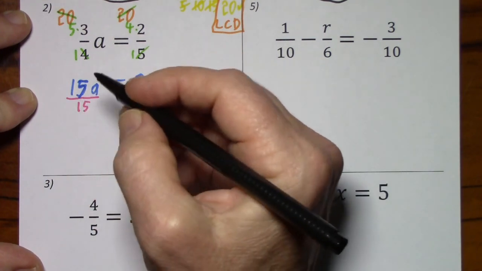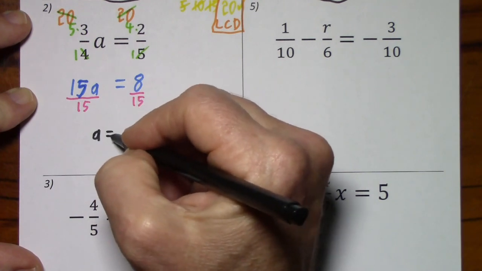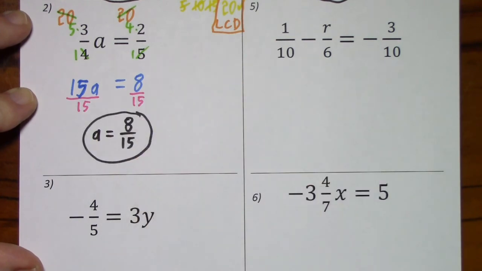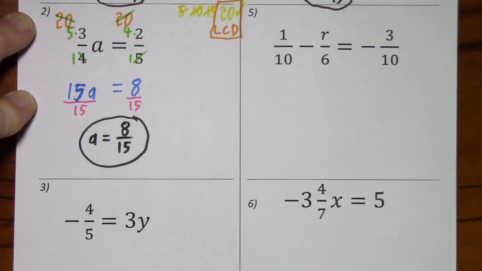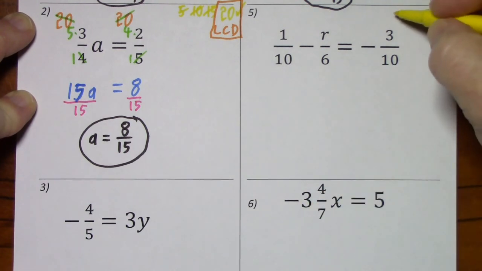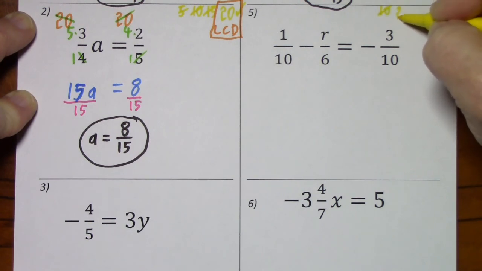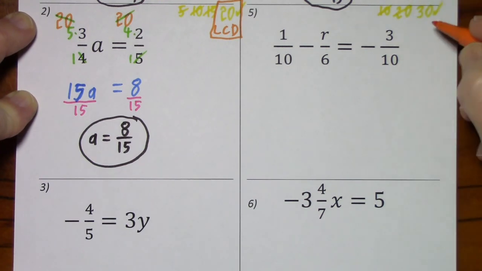Fifteen goes into 15 one time, so we have 1a, or simply a, is equal to 8/15. Looking at the 10 and the 6, we need the least common denominator. I'll look at multiples of the biggest, which is 10. So obviously 10 won't work. You try 20. 6 won't go into 20 evenly, but 30 does work. So 30 is the least common denominator.